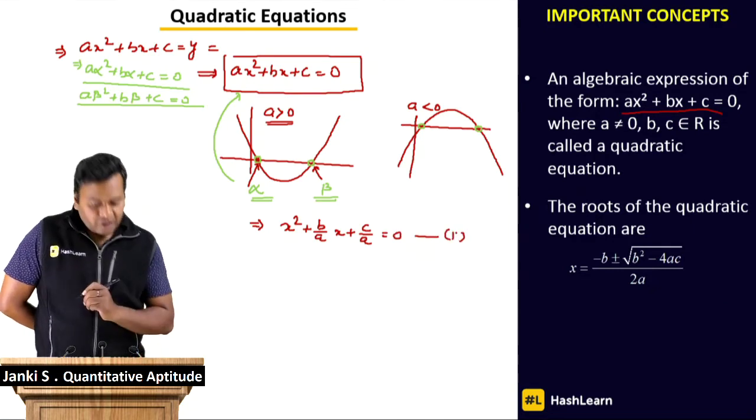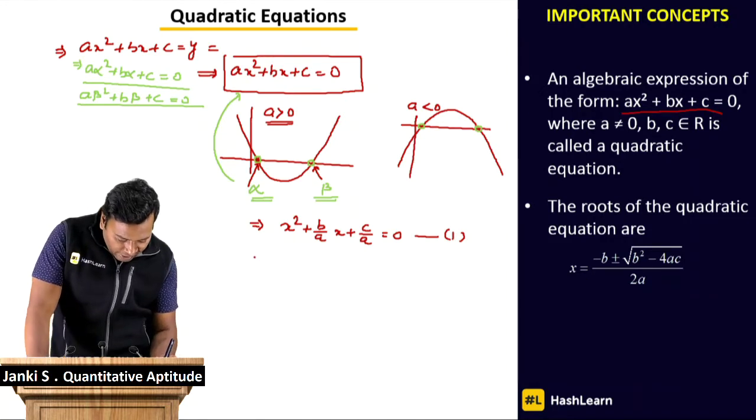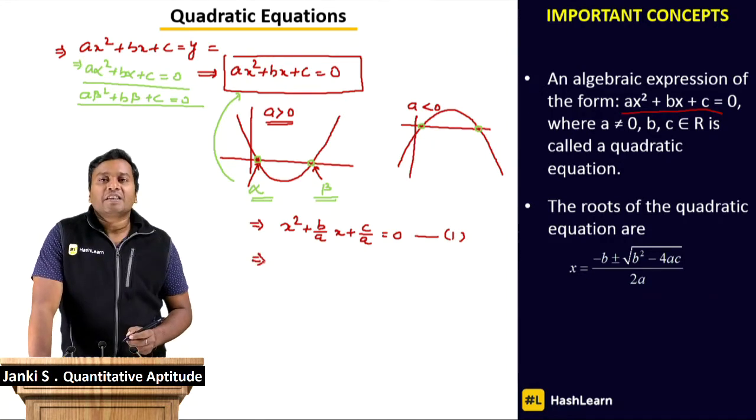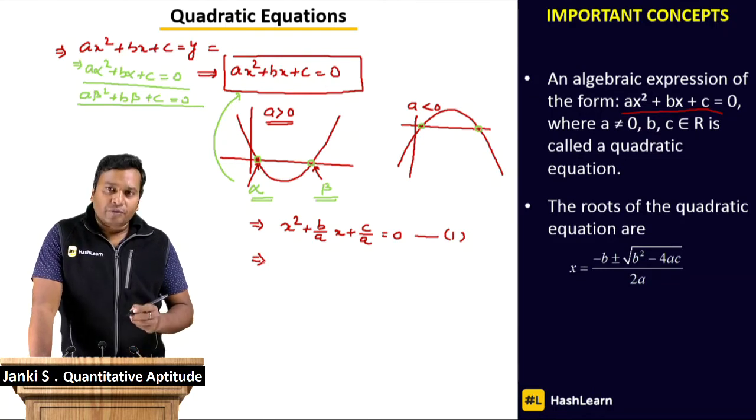I can write my equation in this format. This is the first condition. Second thing is, if you identify, my condition is the value of x will be either alpha or else beta, where alpha and beta are considered roots of an equation.